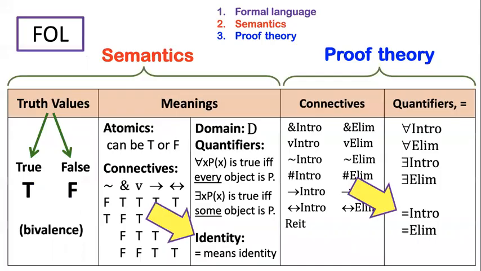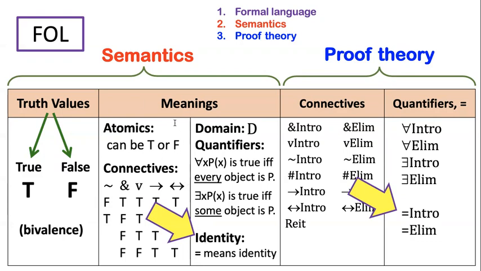Let me show you. Remember, formal systems have three different parts. We've said they have a formal language, a semantics, and a proof theory. And we've talked quite a bit about the formal language in FOL. Well, the semantics and the proof theory are really where it gets totally specified that identity must mean identity, because all of the logical symbols, like the truth functional connectives and the quantifiers, are given special meanings in the semantics. And that's where we say identity has to mean identity.